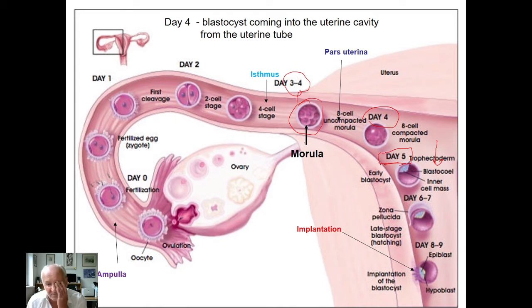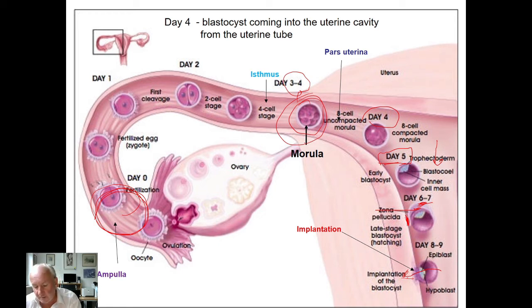If this happens, not an early blastocyst but a later blastocyst can attach on day 6 to the epithelium of the endometrium and will start the implantation into the endometrium. Day 7, 8, 9, 10, 11, 12: implantation into the endometrium. So you see fertilization somewhere at this part, morula at this part of the uterine tube, and starting implantation on the 6th day of the blastocyst into the endometrium in the uterus.